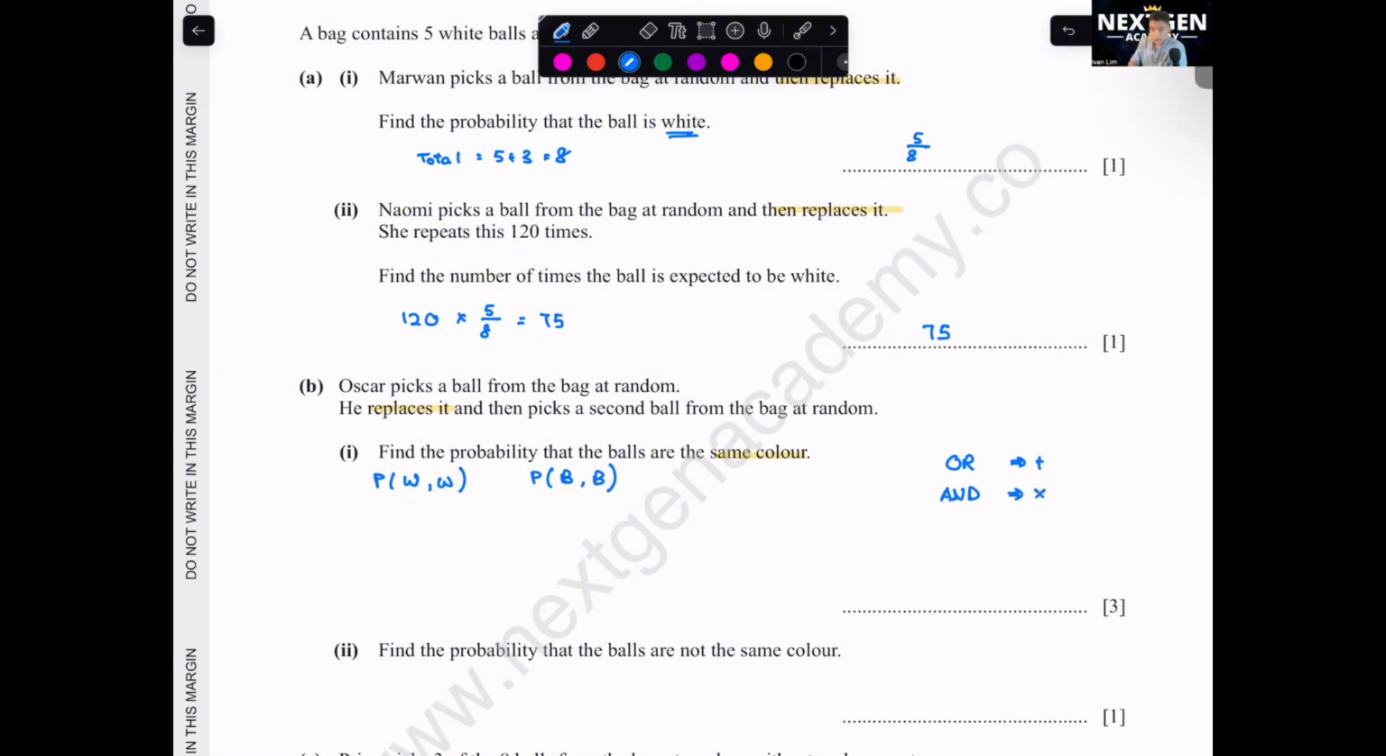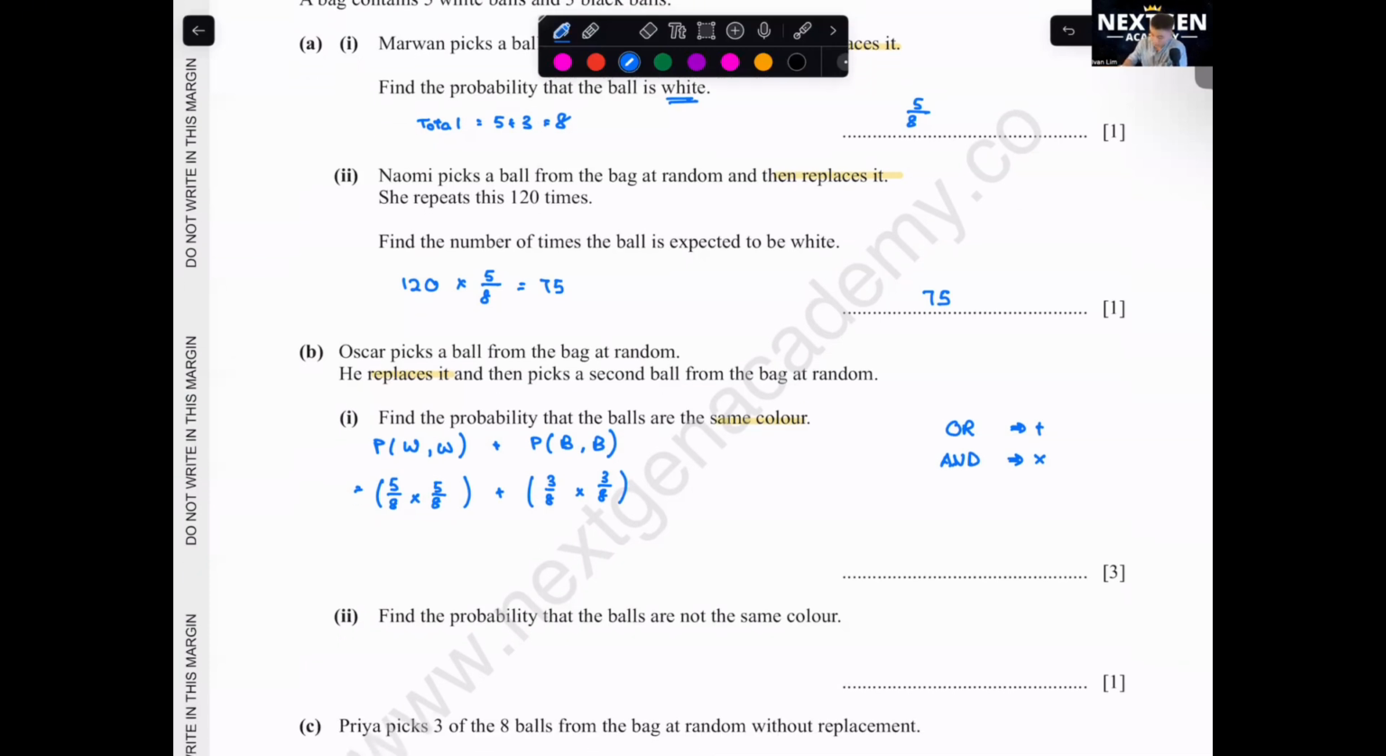Just now the language here is either the event that we get both white or both black. So that's why we add the probability here. What is the probability of getting white and white? This will be 5 over 8 times 5 over 8 plus 3 over 8 times 3 over 8. Nothing changes in the second ball because this is with replacement. When we calculate this, we get 25 over 64 plus 9 over 64. We should get 17 over 32.